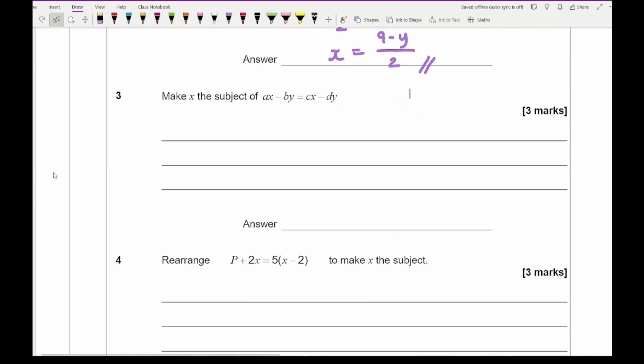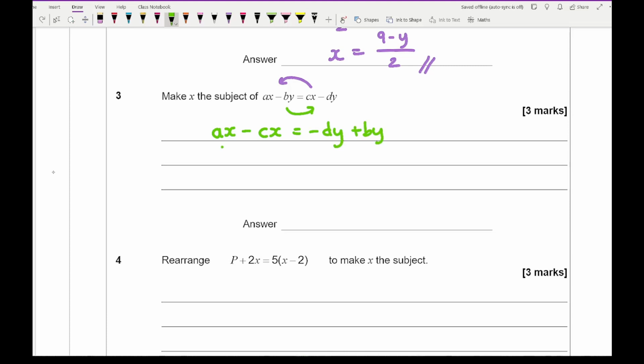Then moving on to question 3, it says make x the subject, and so here you can see we've got two x's, so you want all the x on one side and everything else on the other. So I'm going to take the cx over to this side, and I'm going to take the by over to the other side. So what I end up with is ax minus cx equals minus dy plus by.